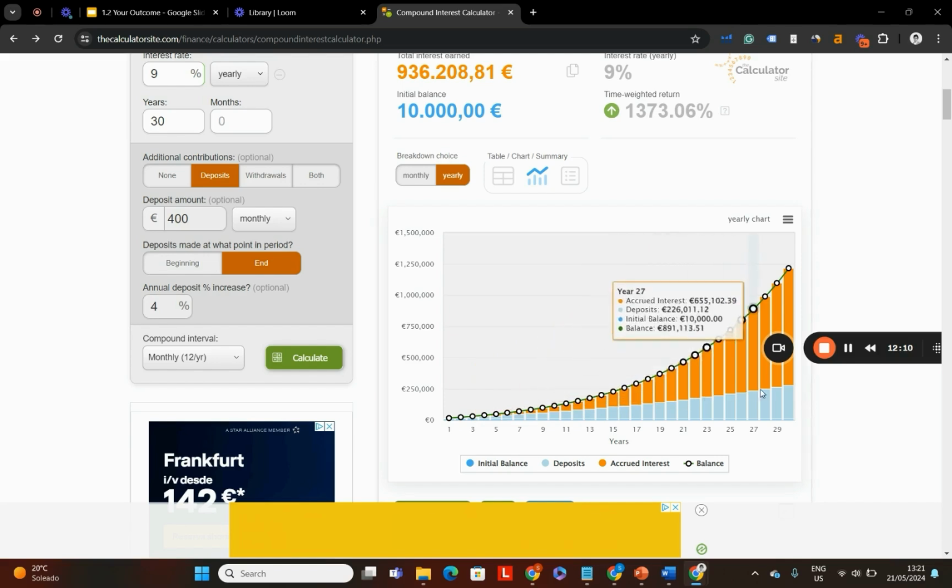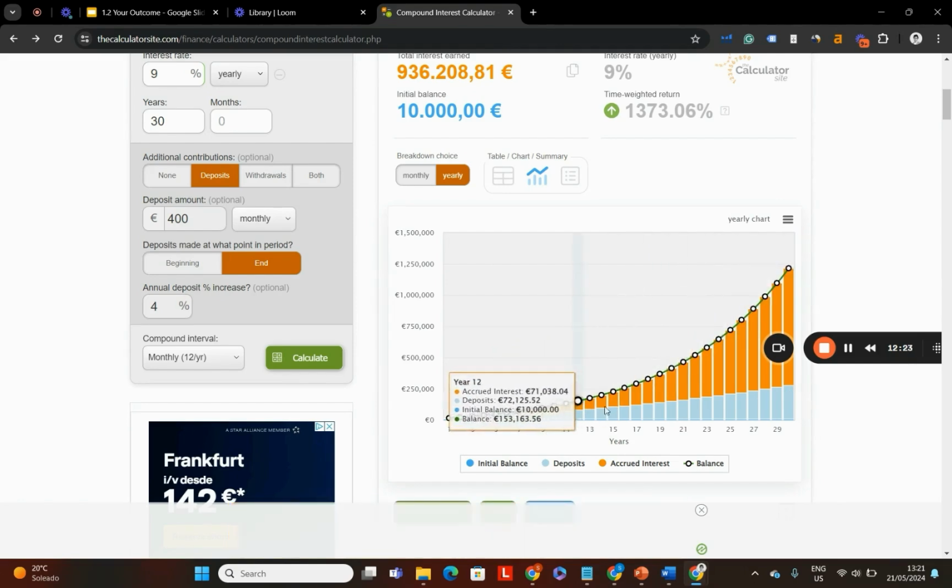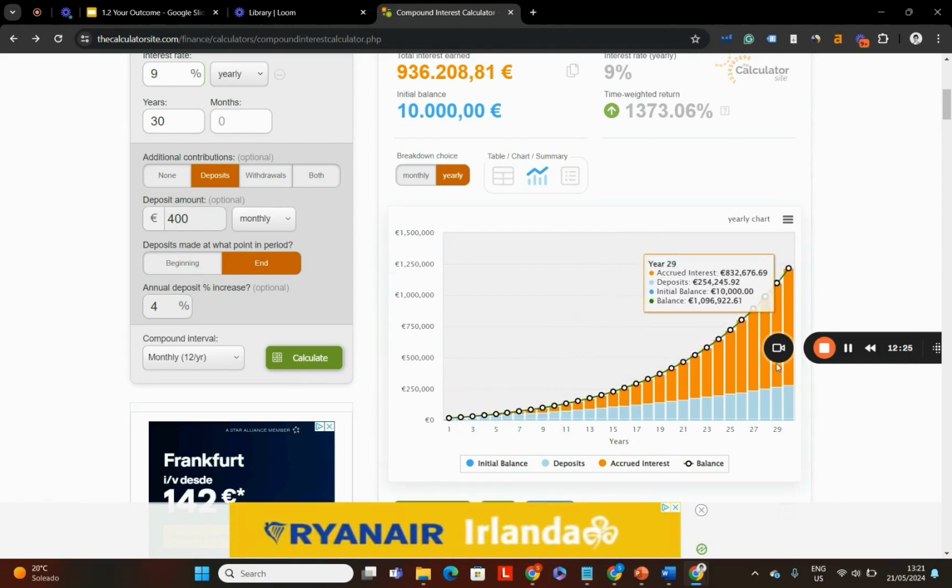My deposits stay flat. So this could be pretty much similar to what you would do if you were just to save in a bank and you just don't let it grow at all. And in orange, you'll see how much is growing just from compound interest itself.